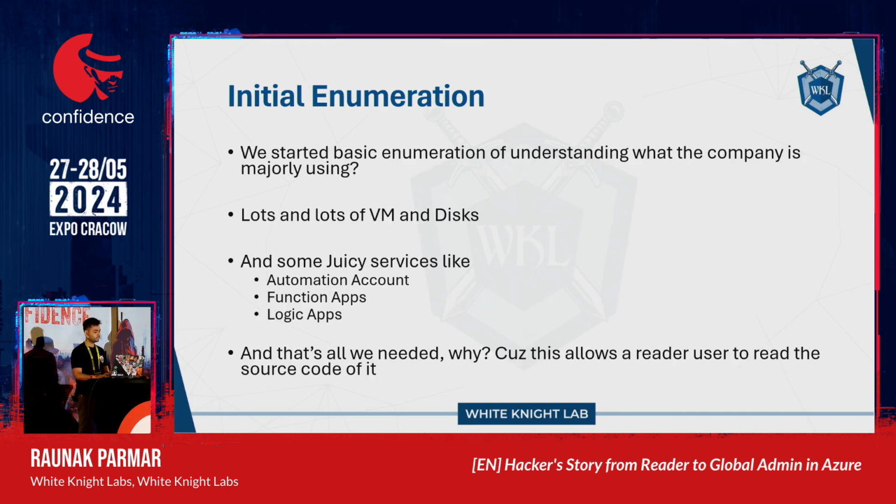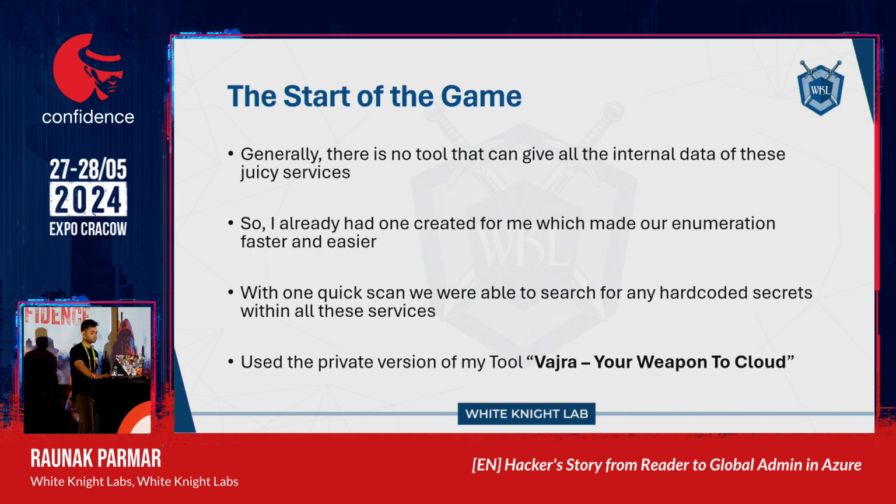So we started with initial enumeration, understanding the company's needs and what different resources were being used. We observed that the company was using lots and lots of VMs and disks, but those were not that useful as a reader user. There were some juicy services, though: automation accounts, function apps, and logic apps. Why? Because these services allow you, with reader permissions, to read the source code of those services. And that's all we wanted.